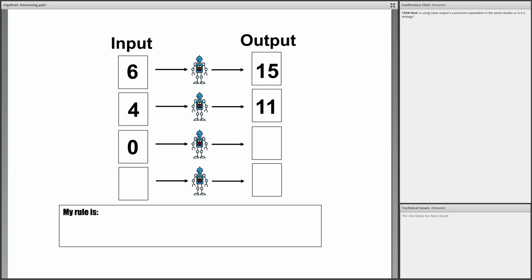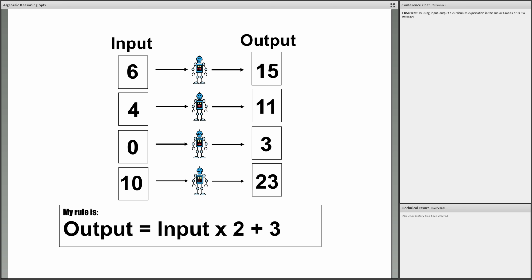And then, oh, this is lovely. Whenever somebody guesses an input number of 0, it's lovely, and we'll talk about why that is. So this time the output is 3. And then somebody calls out 10, another lovely number. And this time the output is 23. And so then you ask again for the rule: output equals input times 2 plus 3.